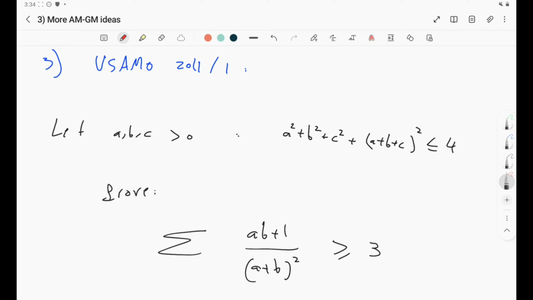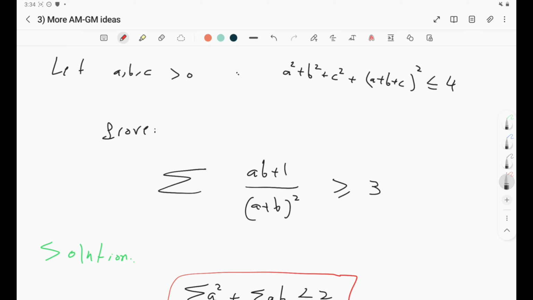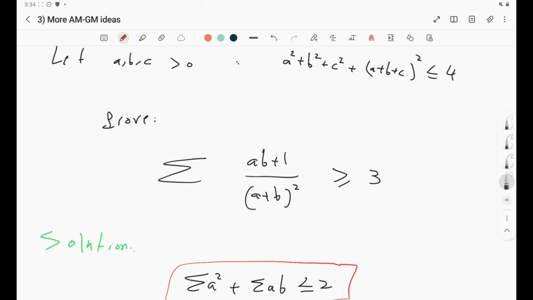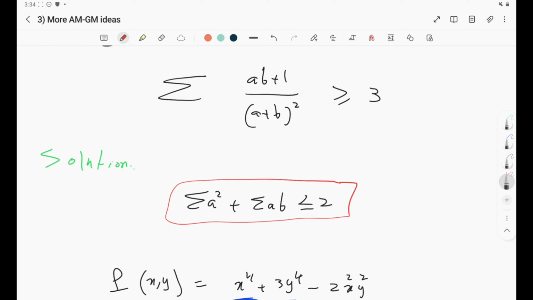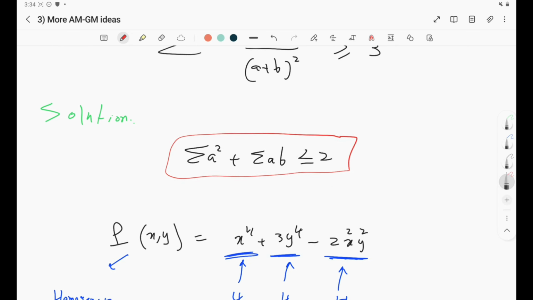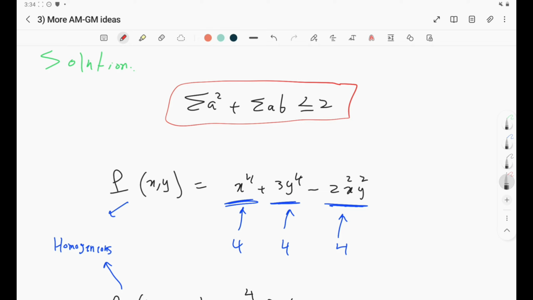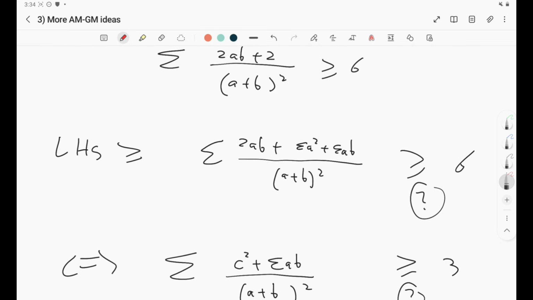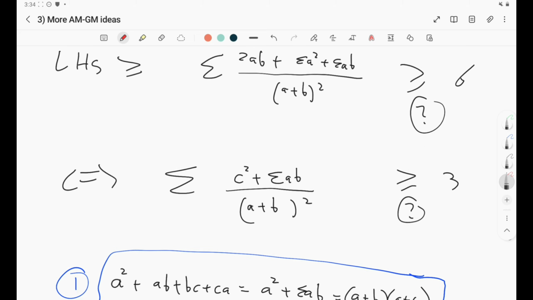And finally, we finished with the cool USAMO problem, which illustrated the idea of homogenization, which is really powerful. The idea is simple. They give you a question. You have a condition and an inequality you need to prove. You just homogenize the inequality using the condition, and then you can totally forget about the condition, and just prove the homogenized inequality using the ordinary tools that you know. For example, AMGM right now, our only tool. But later on, of course, we will have other tools as well.